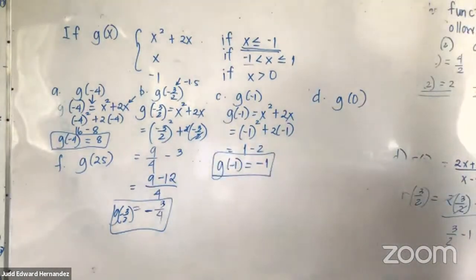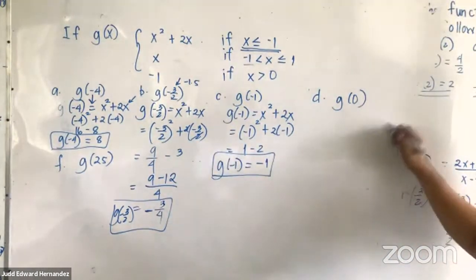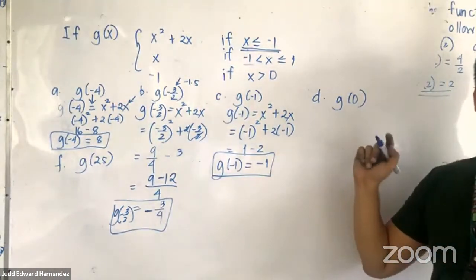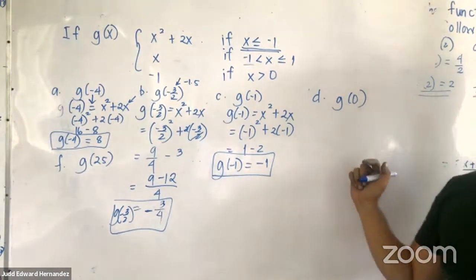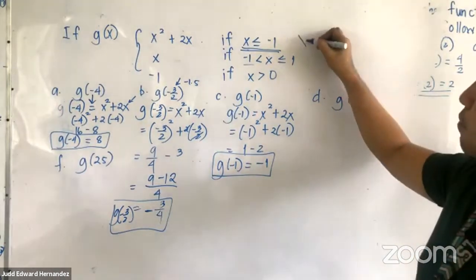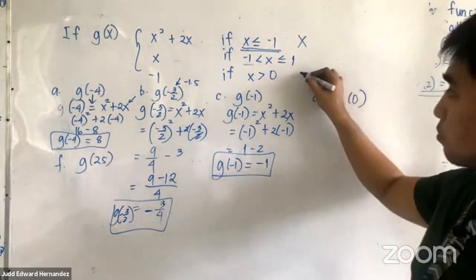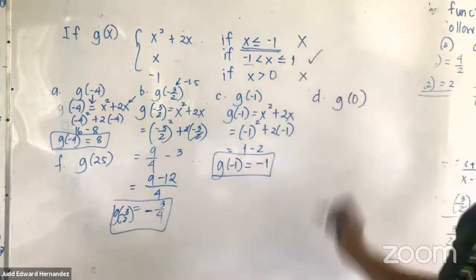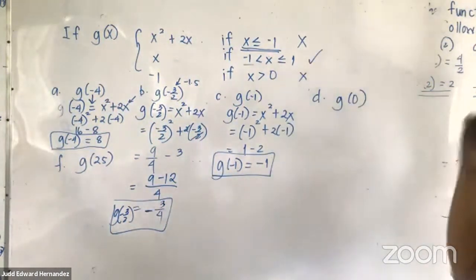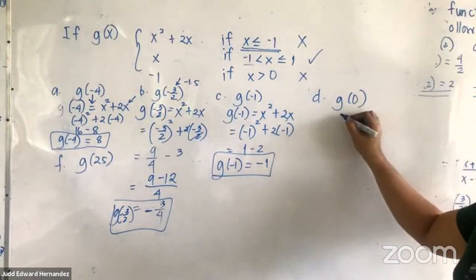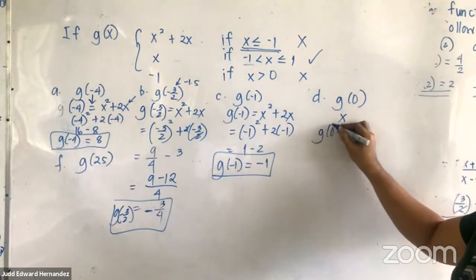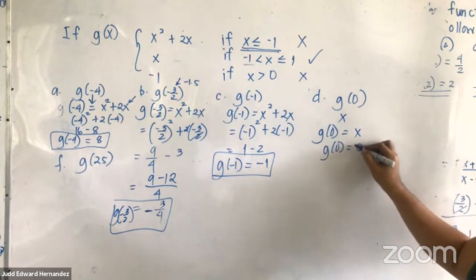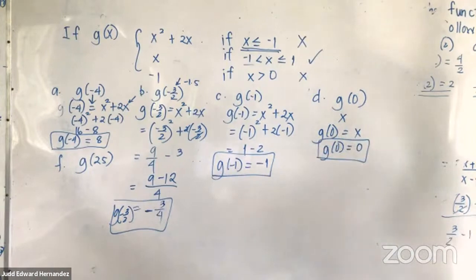And for the next one, g of 0. If we are given g of 0, where does this fall? Saang condition daw natin makikita si g of 0? Hindi na pwede yung first, hindi pwede itong third, kasi wala naman siyang equal to 0. Therefore, it will fall to the second condition, so we'll now be using x. Therefore, g of 0 is equal to 0. So that is the answer.